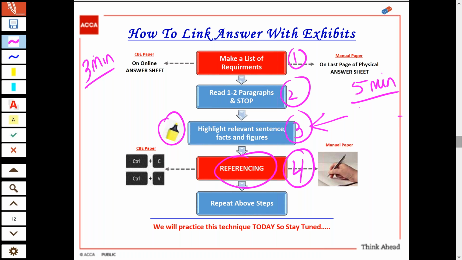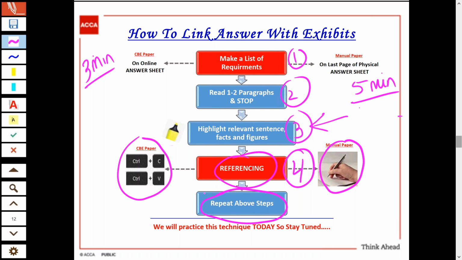Okay, so manual students will need to write the question number in front of the paragraph. And those students who are doing CBE, you will actually copy paste the relevant facts and figures into your word processor. Okay, and I will show you how to do it. So how do you copy paste? You will select, you will press Ctrl+C, and then you will go to your online word processor, where you will type all the answers, and there you will do Ctrl+V under the respective question number. Okay, and I'll show you that. And then once you've done that, you move on to the next paragraph, you highlight, you do your referencing, and you move on.